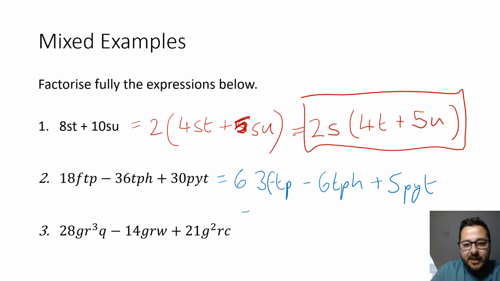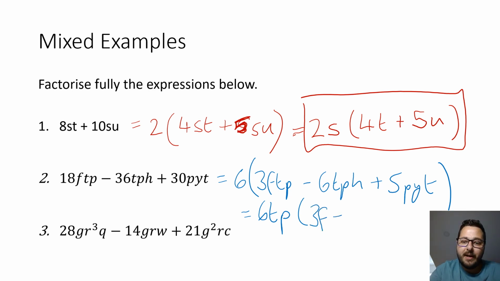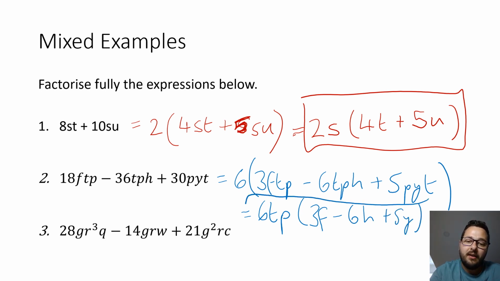Then I can notice that, in terms of the letters, oh yeah, sorry, I've had a bit of a nightmare. There we go. I closed my brackets off early. Then what we can notice is that there is T and P in all of these. So I can pull out T and P and just take them out of the inside of the brackets. So we've got 3F minus 6H plus 5Y. And that is our answer.